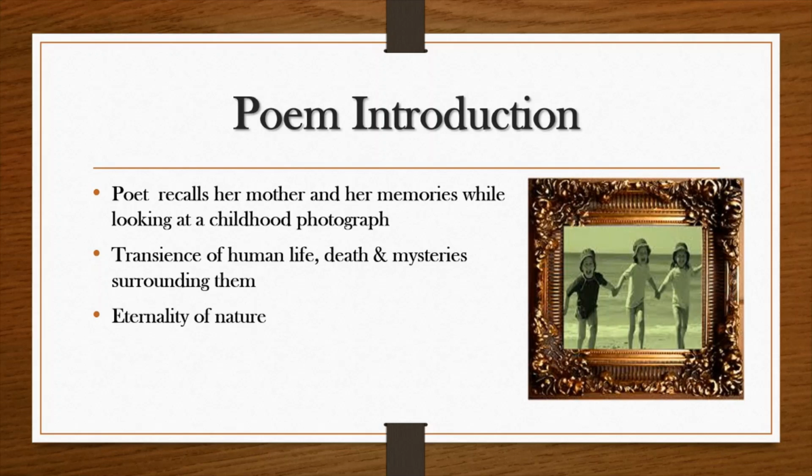Let's have a quick look at the poem's introduction. The poet here recalls her mother and her memories while looking at a childhood photograph of her mother. The poem focuses on the theme of transience of human life, that is, human life is mortal, it is transitory. Apart from this, it also highlights the themes of death and mysteries associated with life and death. Similarly, the poem also deals with the theme of eternality of nature.